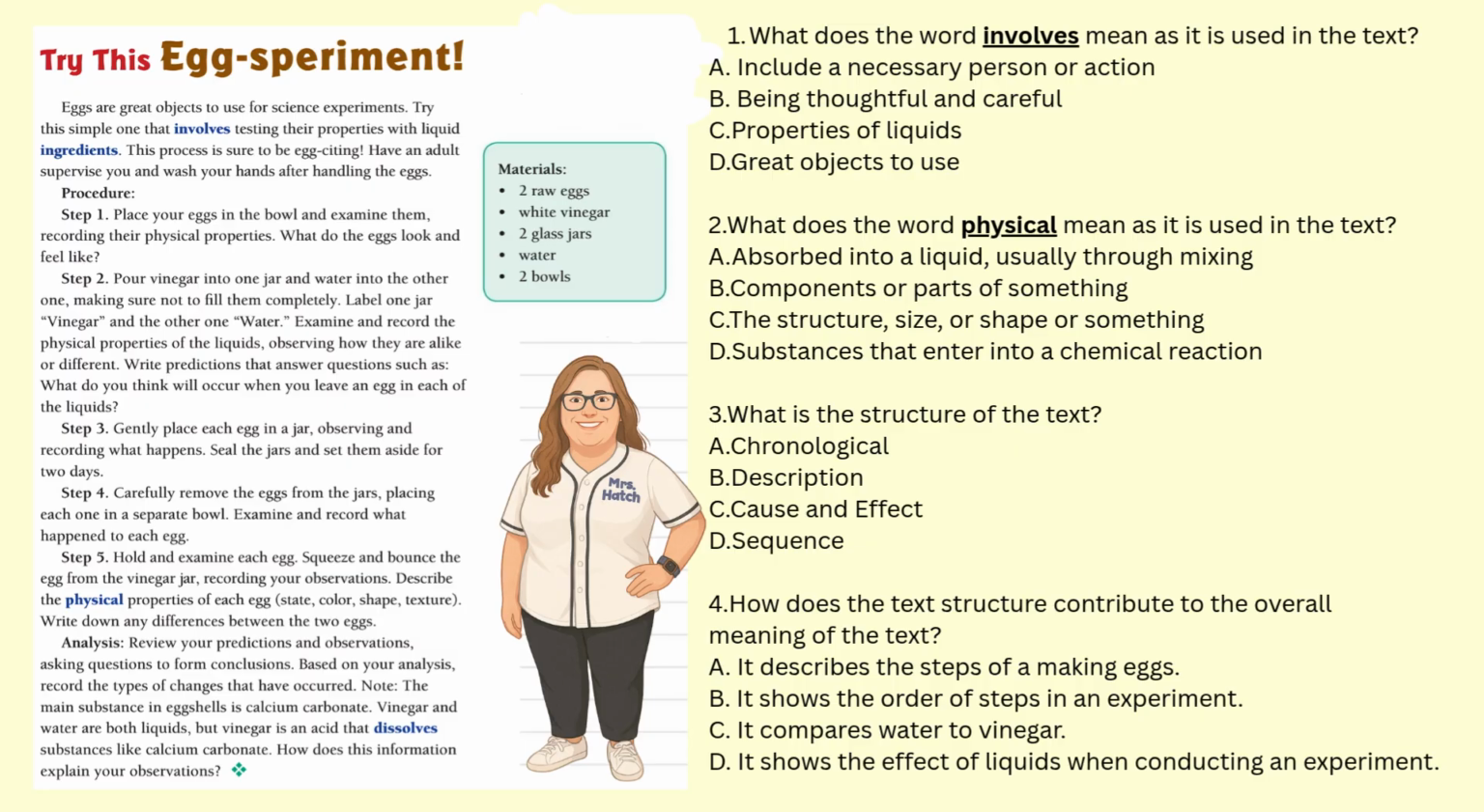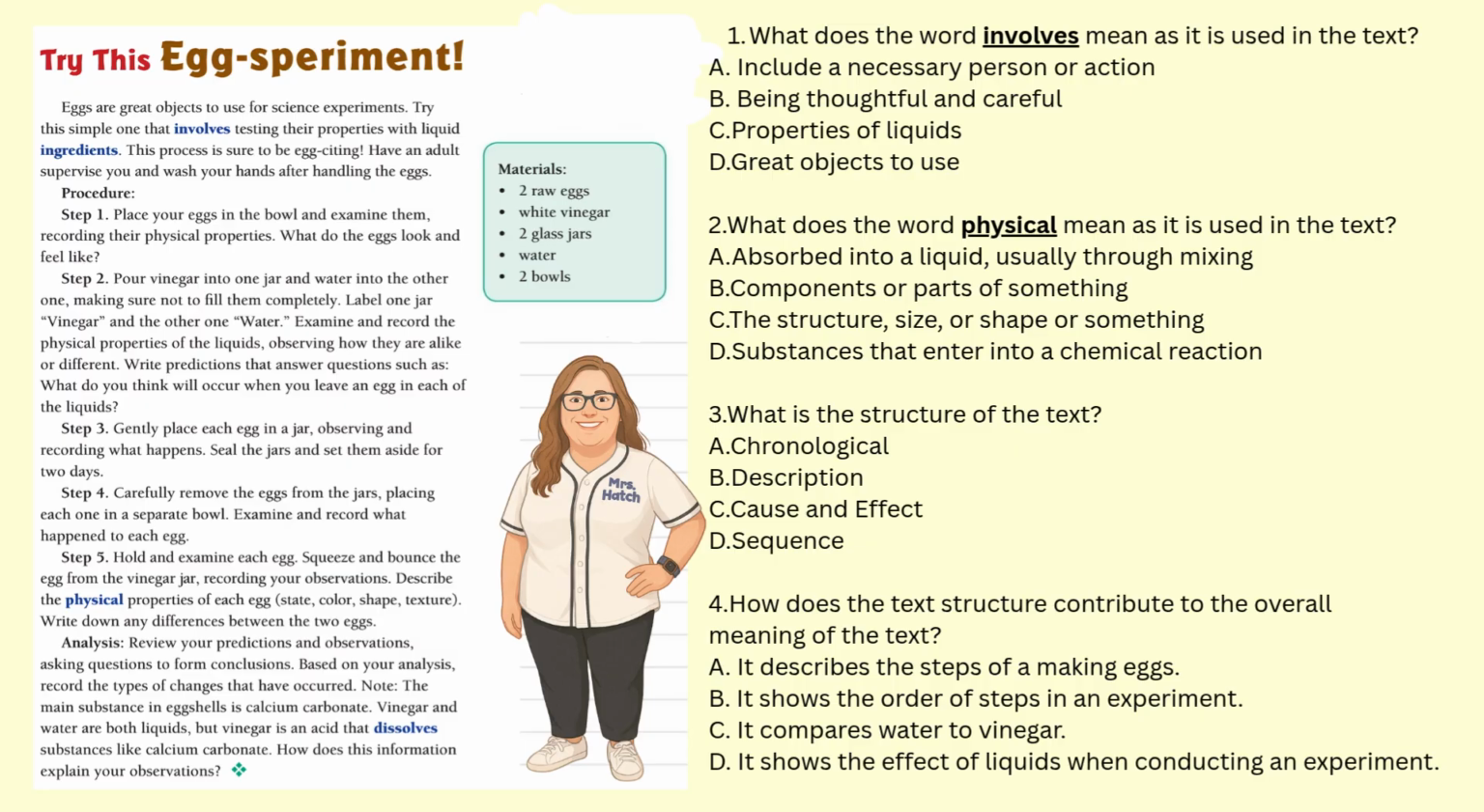And remember, this is vocabulary. So we're going to use our what? Context clues, word relationships, and background knowledge. So let's look at the answer choices. A, include a necessary person or action. B, being thoughtful and careful. C, properties of liquids. D, great objects to use. Make sure you put your answer down on your paper.